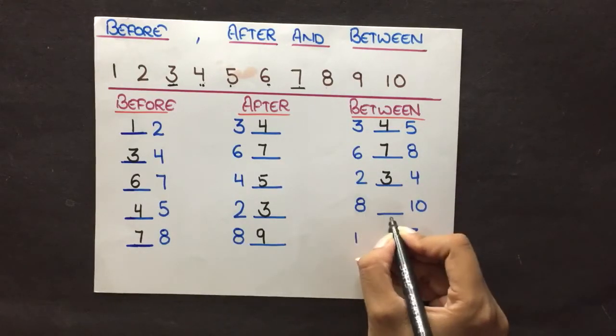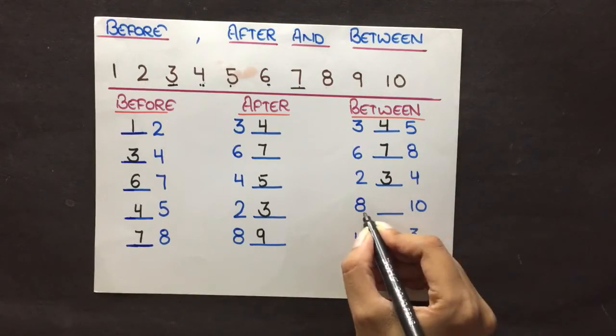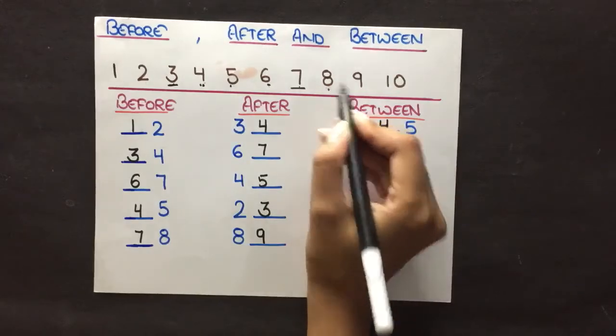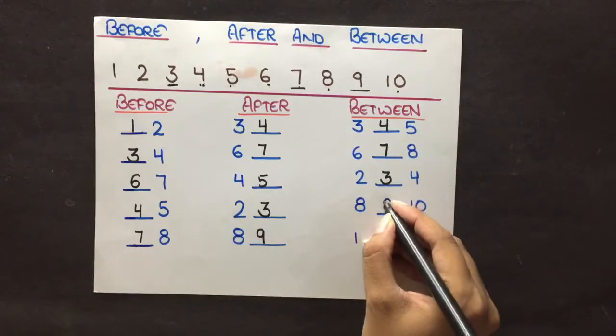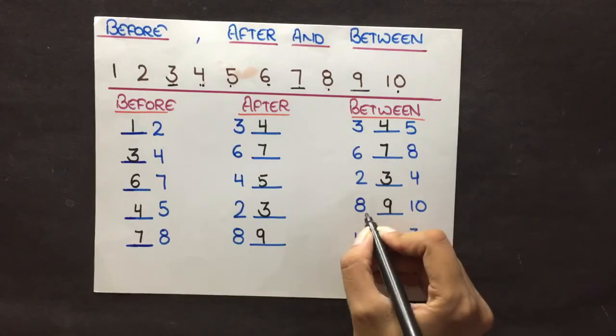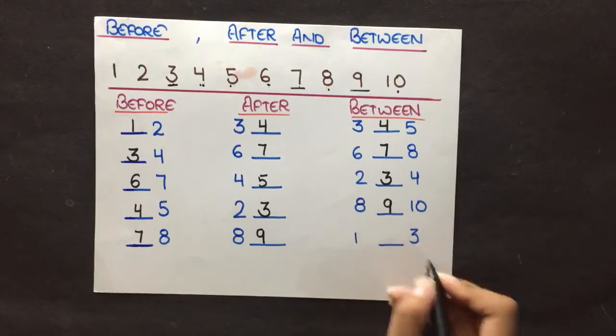Next, 8 dash 10. Now what comes in between 8 and 10? Now see, 8 is here, 10 is here. Now what comes in between? Yes, 9 comes in between 8 and 10.